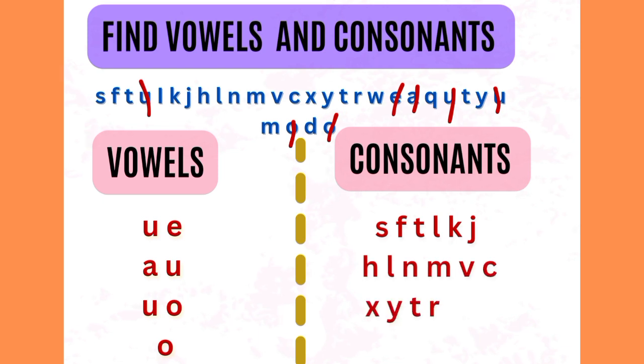Now we will say the vowels and consonants loudly. The vowels written here are U, E, A, U, U, O and O. And the consonants written here are S, F, T, L, K, J, H, L, N, M, V, C, X, Y, T, R, W, Q, T, Y, M and D.